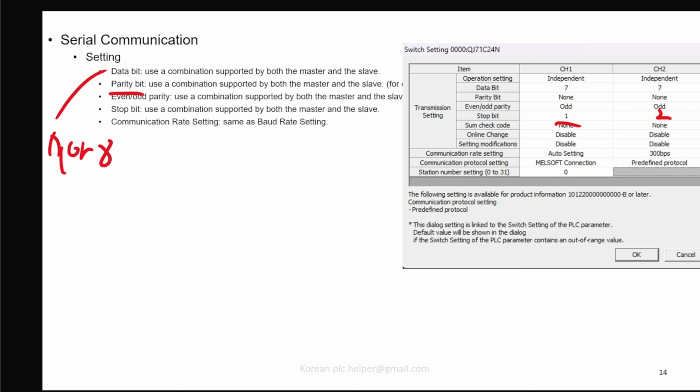For example, if one device is configured for 8 data bits, no parity, and 1 stop bit, the other device must use exactly the same setting. This configuration is commonly written as 8N1.